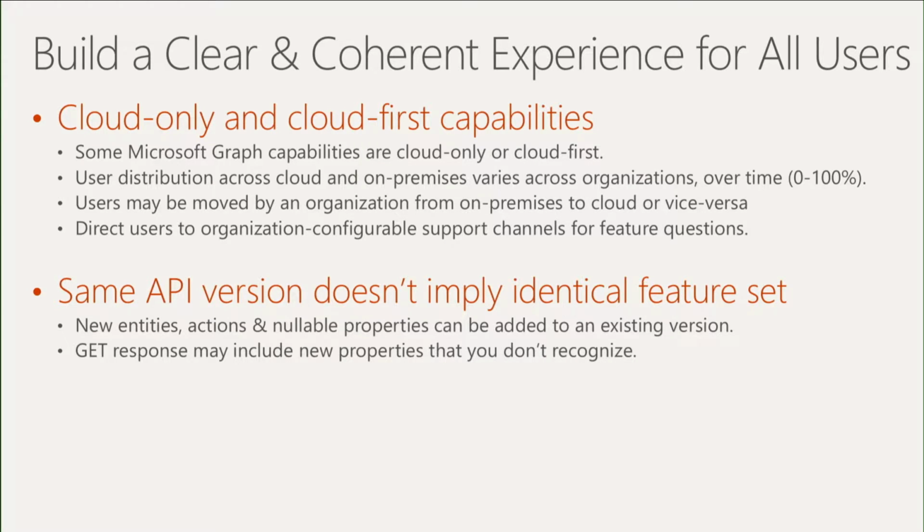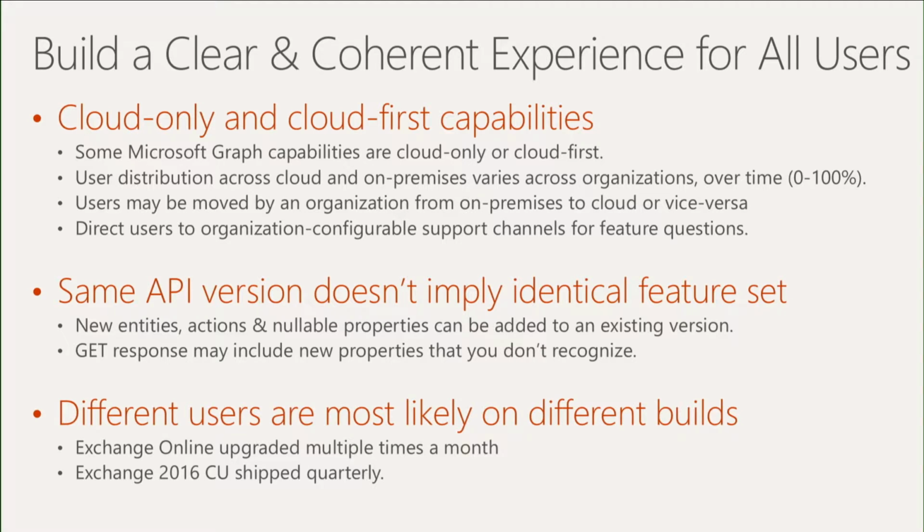Usually we up the version only when we make a breaking change, which means that don't assume that just because two users are in v2.0 or v1.0 that they have the identical feature set. They may not. And the way that gets reflected is, let's say you go fetch a message. Be prepared for the message to return some optional properties which you don't know what they are, and the app should not fail because of it. And different users are going to be on different builds.